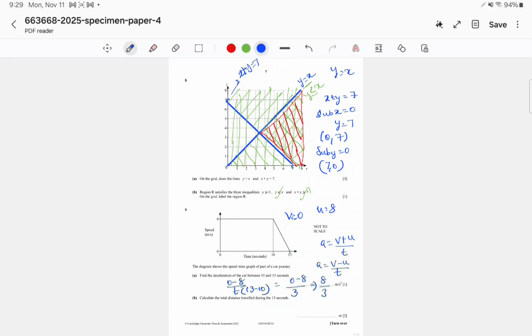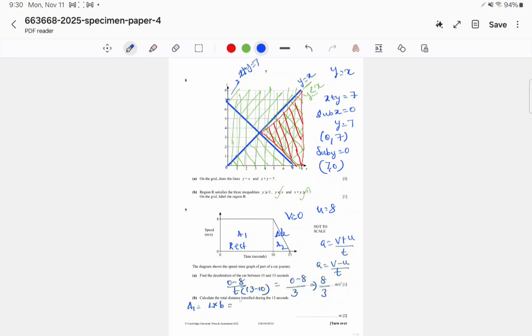Next question, calculate the total distance traveled during the 13 seconds. So it is the area under the graph. One part is this one, area 1. This will be area 2 we have to calculate. Area 1 is a rectangle and this one is a triangular part. For area 1, the rectangle is length into breadth we will take.